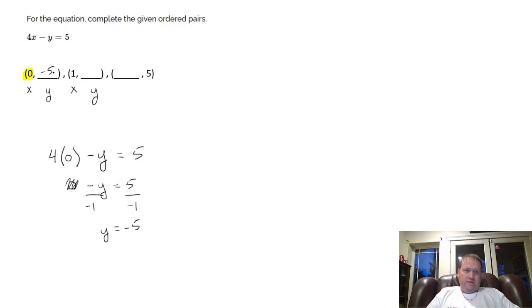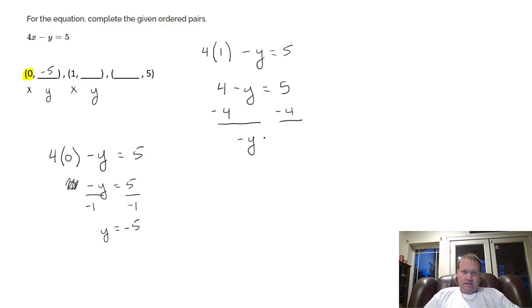So the second one says x is 1, so let's go ahead and do that one. That says 4 times x, 4x, right? There's 4x, and that's 1, minus y equals 5. And this equation just looks like this, and now you understand why learning how to solve equations was so important. So if I take away a 4, we're trying to isolate y. So I'm going to take away that 4 on both sides, and don't forget the negative sign. That's negative y equals 1. And again, with dividing by a negative 1, we get y equals negative 1.